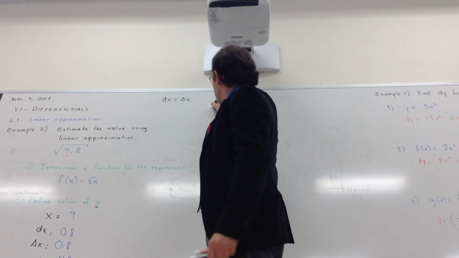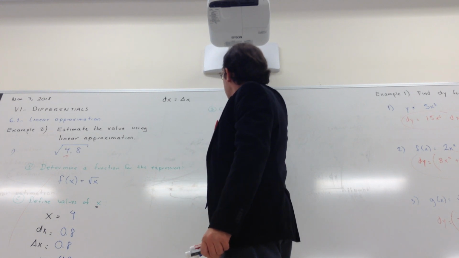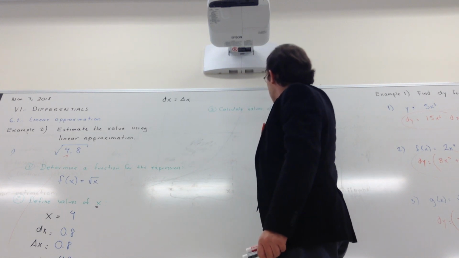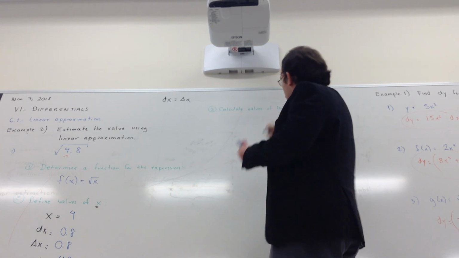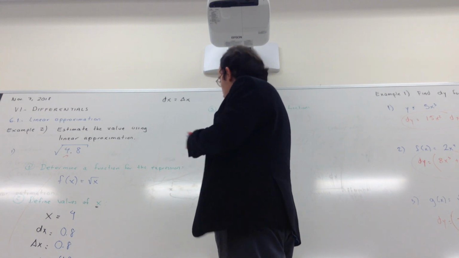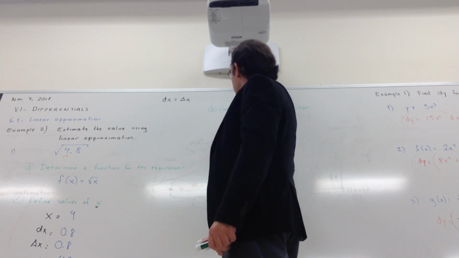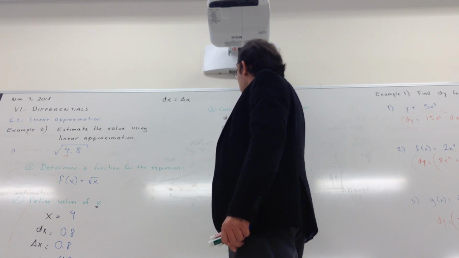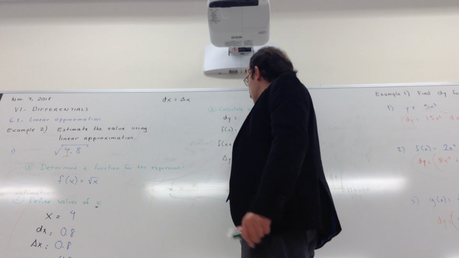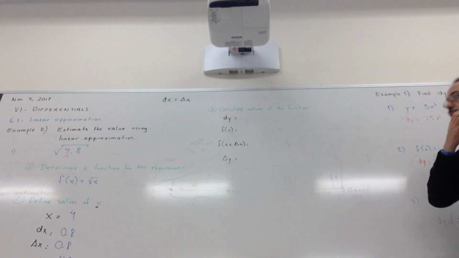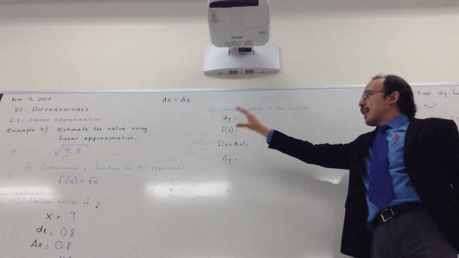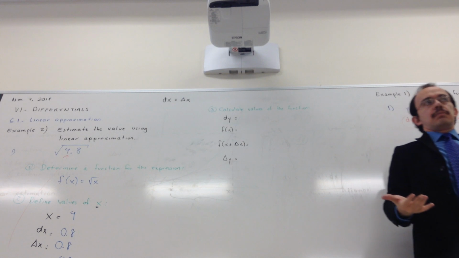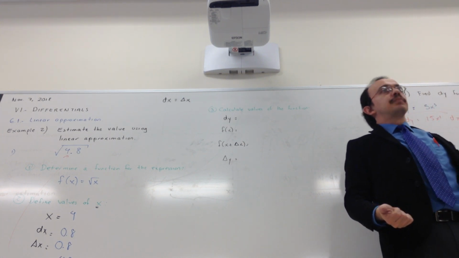The next part. Calculate values of the function: dy, f of x plus delta x, and delta y. Okay. We got the values from the function. Now we're going to evaluate the function to get those values. dy. How can I get dy? dy equal to f prime of x times dx.